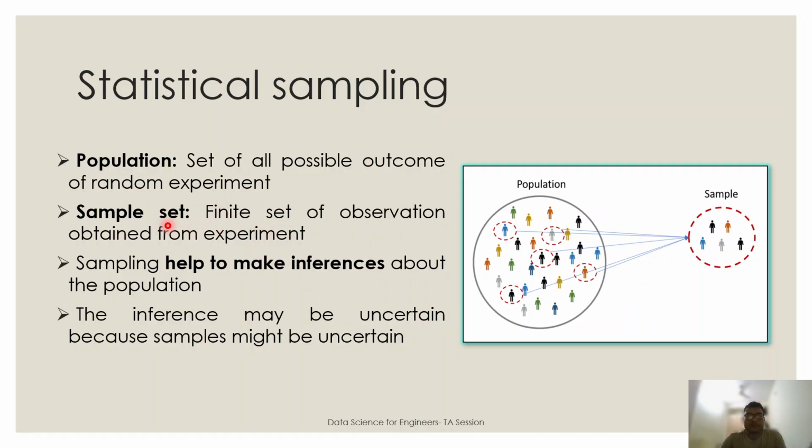Okay. So samples. Population means, I gave the example here. Let's consider this is India, from different parts of India. These are the people, and all of this represents the population of India, each one an entity. A sample is a finite set of observations obtained from this experiment.